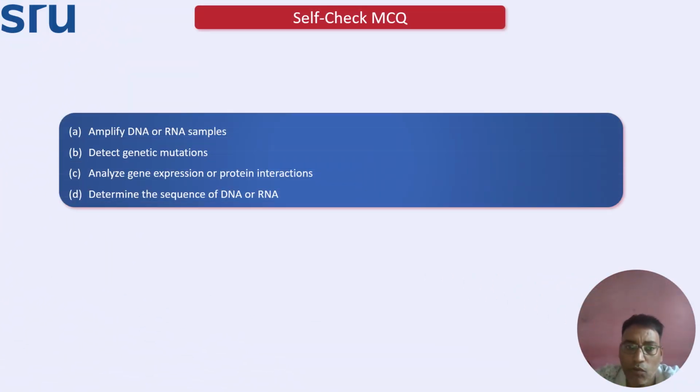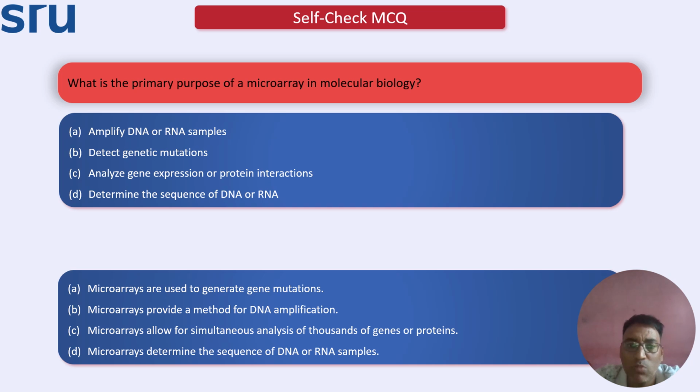Now before moving further, let us solve a small MCQ question to affirm our understanding so far. What is the primary purpose of microarray in molecular biology? Analyze DNA or RNA samples, detect genetic mutations. I cannot detect genetic mutations using simple microarrays. Okay, I need to analyze a lot many of them to affirm.